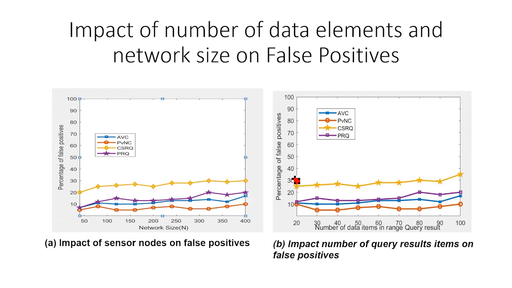And this one is looking at the false positives. So our PVC model returns fewer false positives the more network elements are returned.